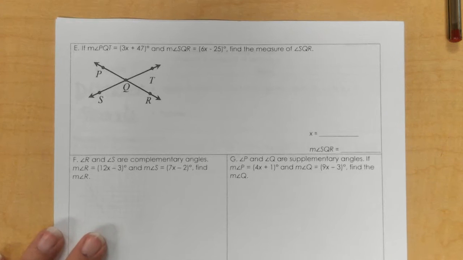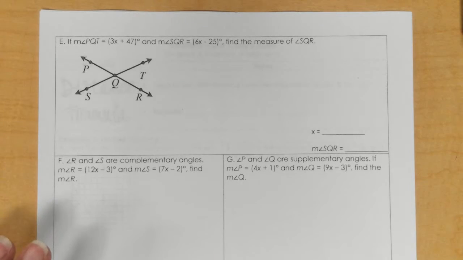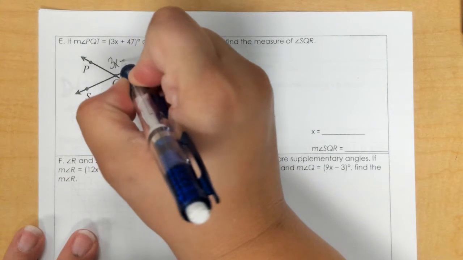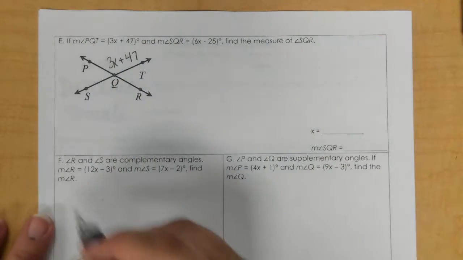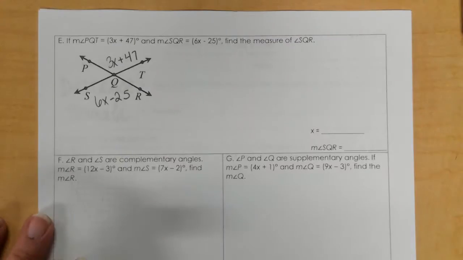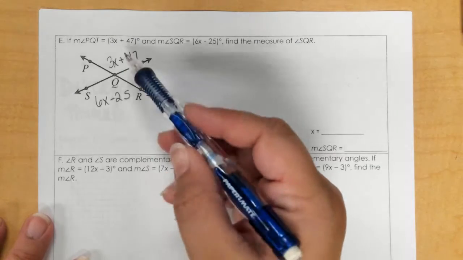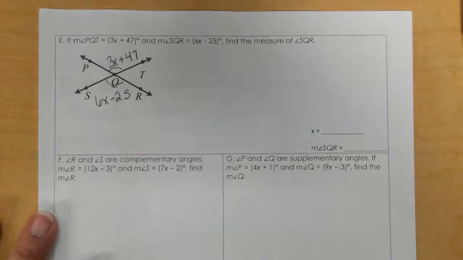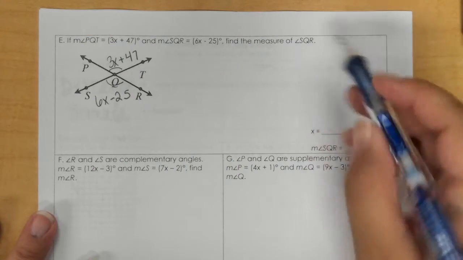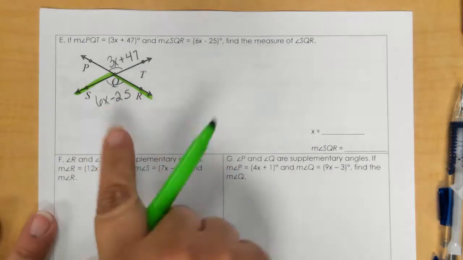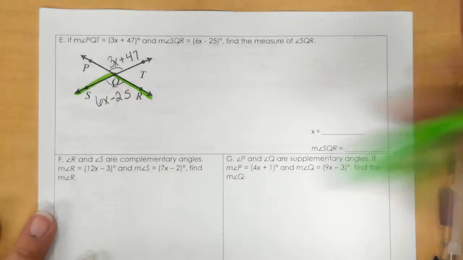In letter E, we have the measure of angle PQT is 3x plus 47, and SQR is 6x minus 25. These two angles are opposite angles, which are vertical. So this angle equals this angle. Now, it does say that we have to find the measure of angle SQR. So once we find x, we have to plug it back into this one.